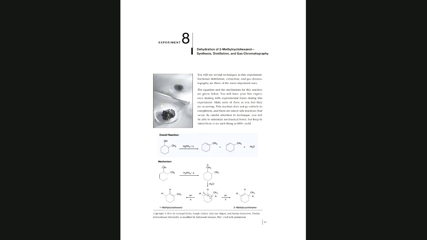Experiment 8, dehydration of alcohol. So with dehydration of the alcohol, we are going to get two products. It's either 1-methylcyclohexene or 3-methylcyclohexene.